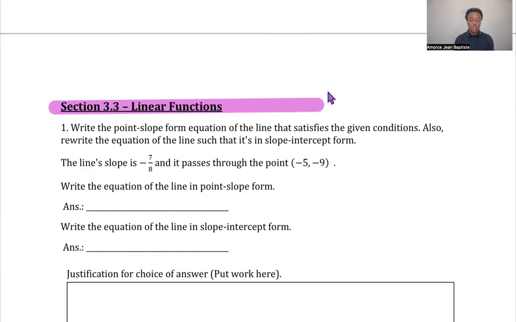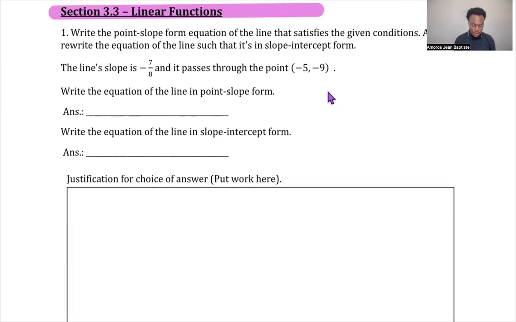So if you already knew a little bit about linear functions, linear equations, which are in the format of standard form. Standard form would be when you have the equation in the format ax plus by equals c. That's the standard form.